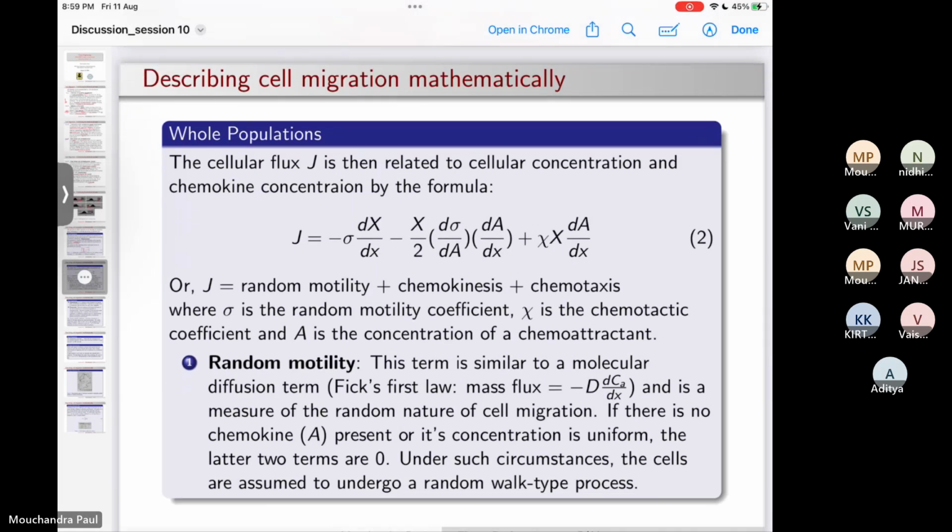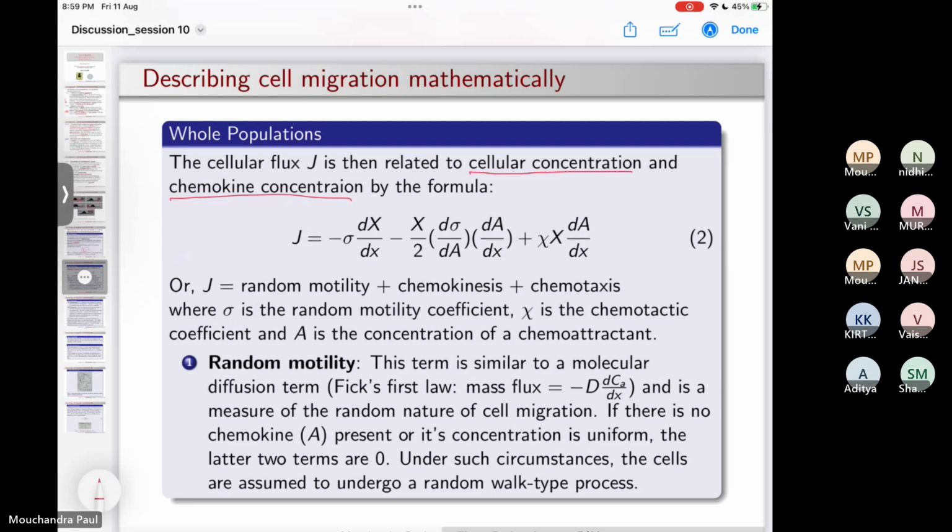Now this cellular flux term J is related to cell concentration, meaning the cell number, basically x, and the chemokine concentration. You must remember, cells can show random walk kind of phenomena, just like you have heard about Brownian motion of molecules. The molecules hit each other and move anywhere they want, right? So all the molecules are hitting each other and moving anywhere.